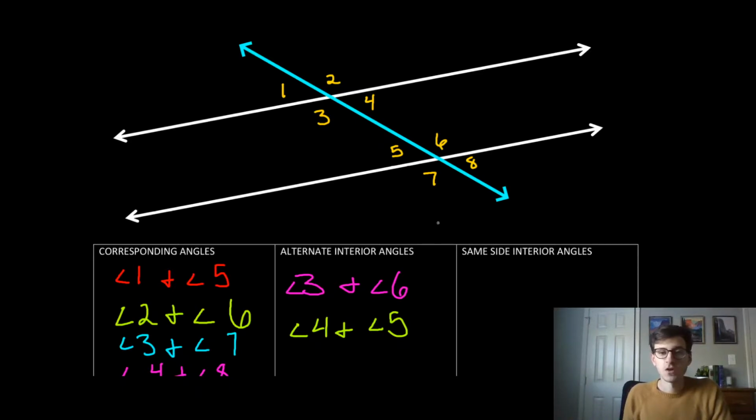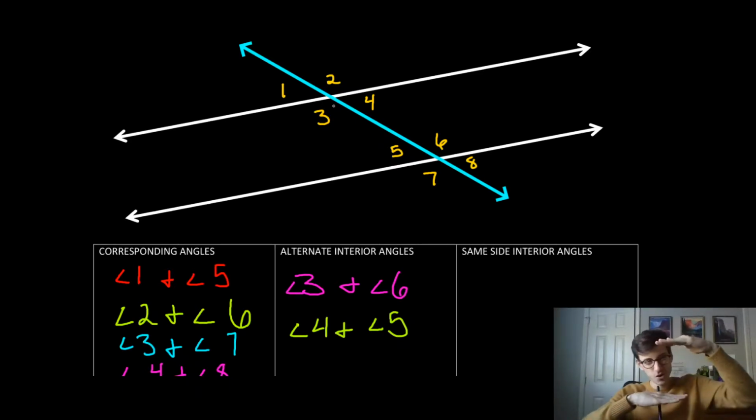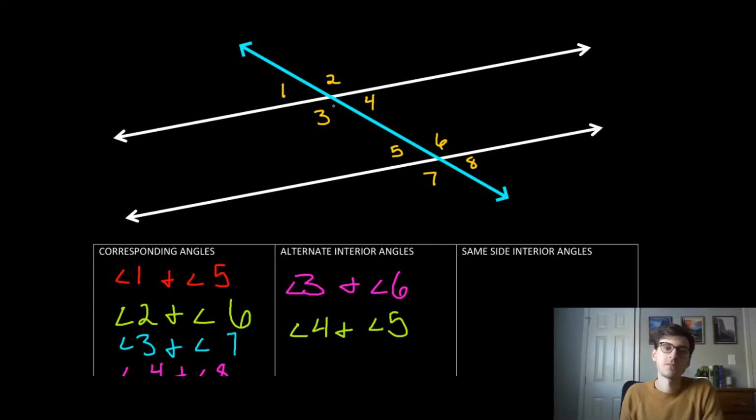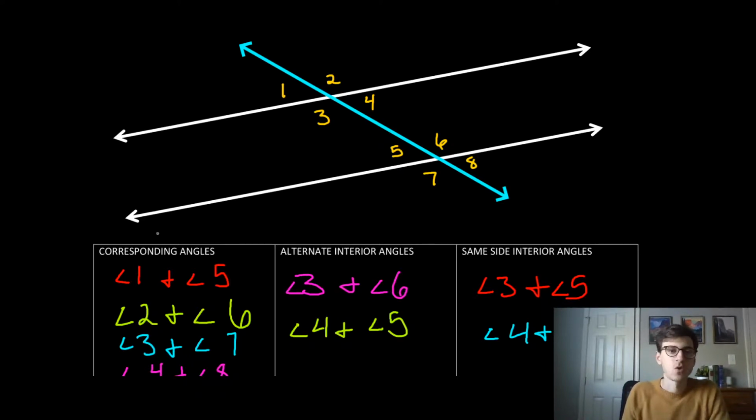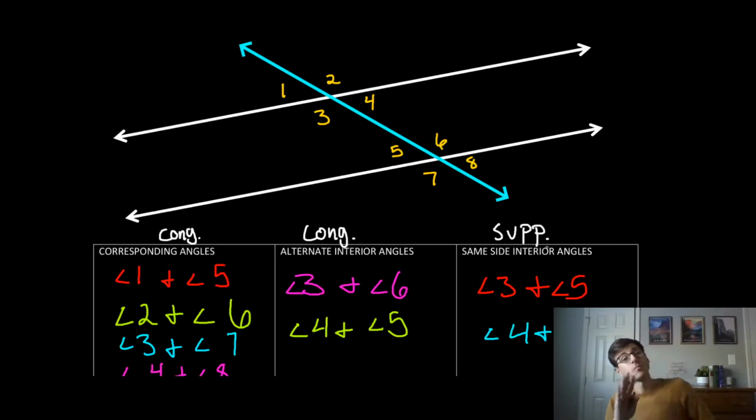Okay, same side interior angles. These are interior angles. Again, interior means on the inside of the parallel lines. And they're on the same side of the transversal. So angle 3 and angle 5, angle 4 and angle 6. And remember, this is probably important for us to write. Corresponding angles are congruent. Alternate interior angles are congruent. And same side interior angles are supplementary. It's really important to remember that they're not all congruent, right? The same side interior angles are supplementary to one another.